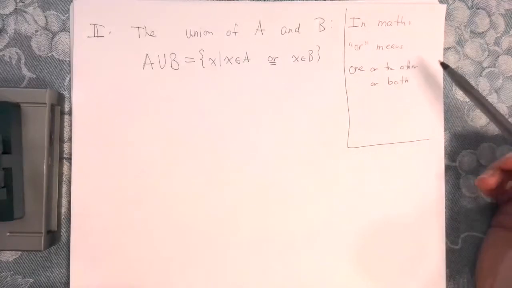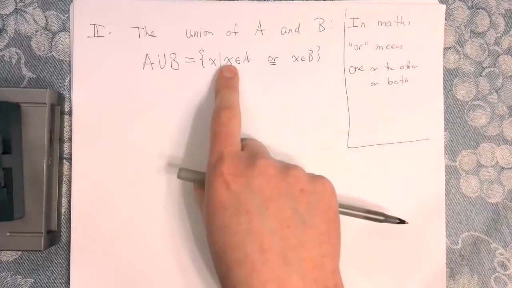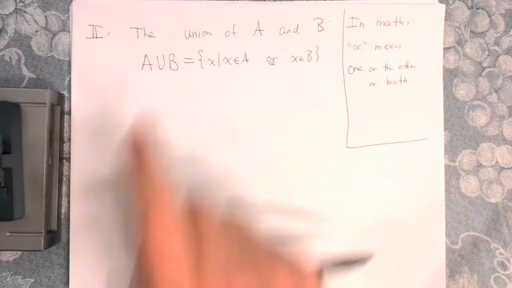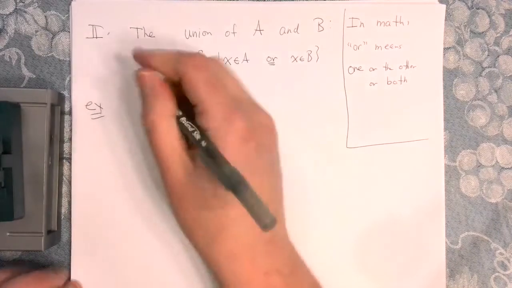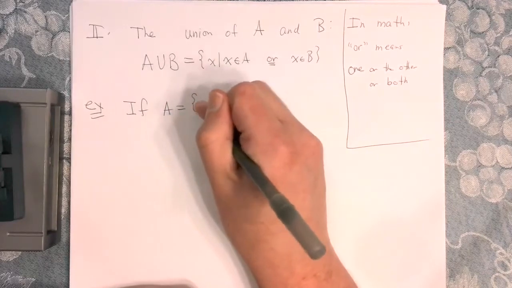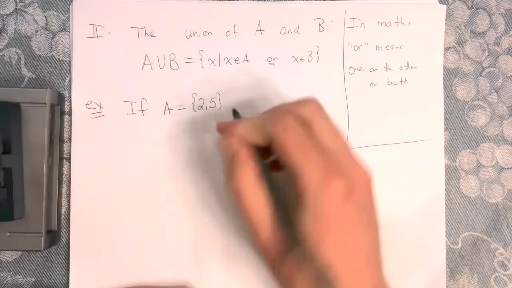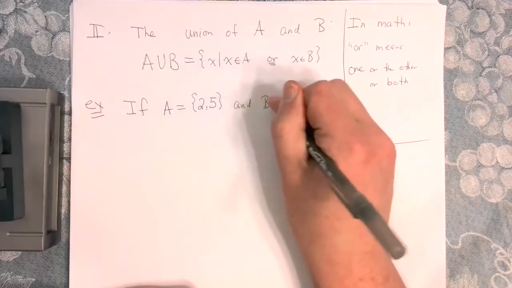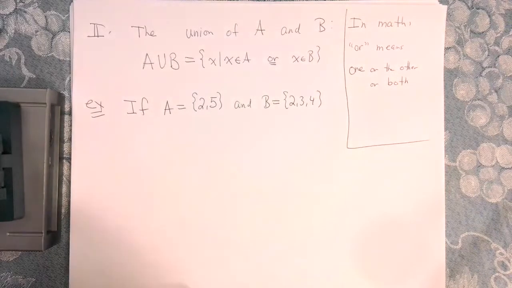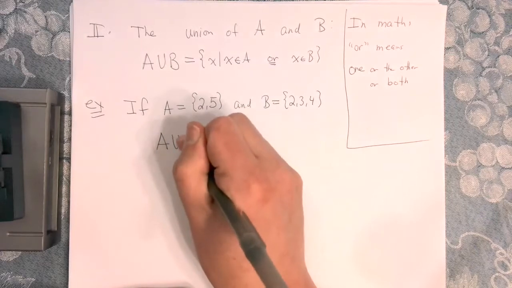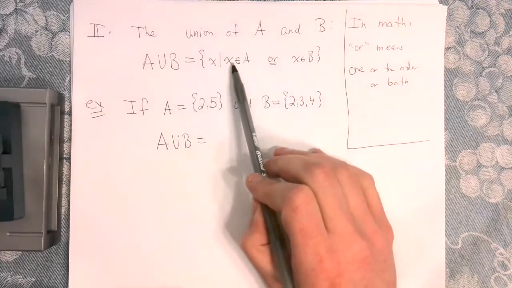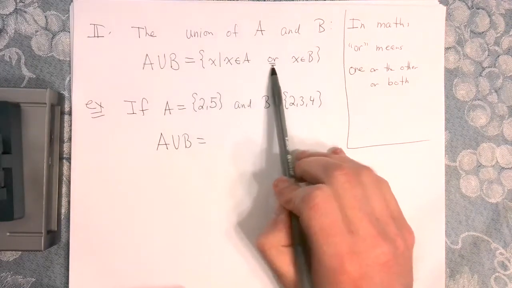So what does this mean for us? It means that if an element is in set A or set B or both, then it belongs to the union of the two sets. Okay, so let's say A is equal to the set containing 2 and 5, and B is equal to the set containing 2, 3, 4, then A union B, let's see here, we want the collection of all x's such that x is in A, or, that's a math or, x is in B.